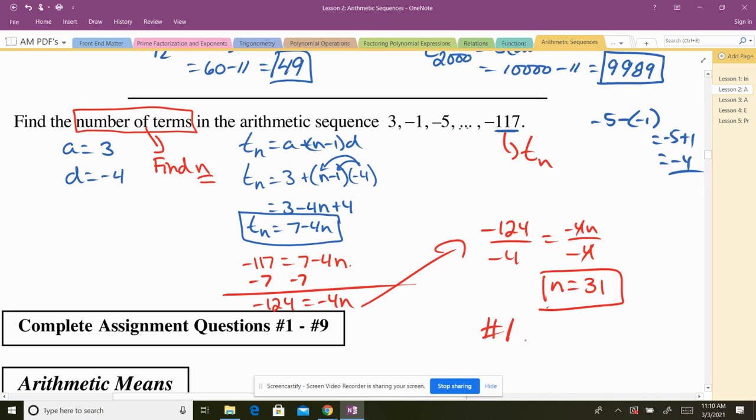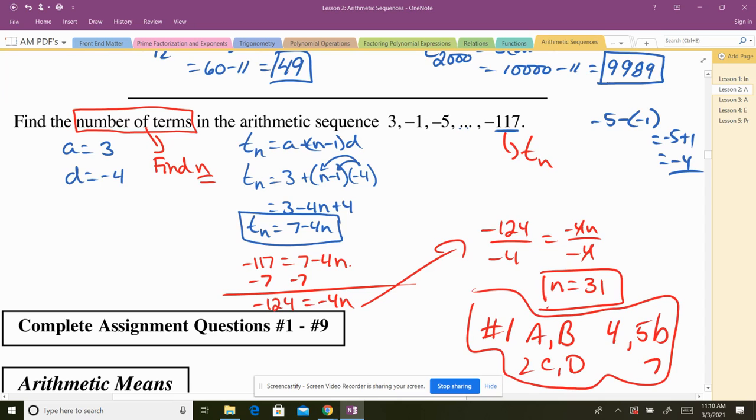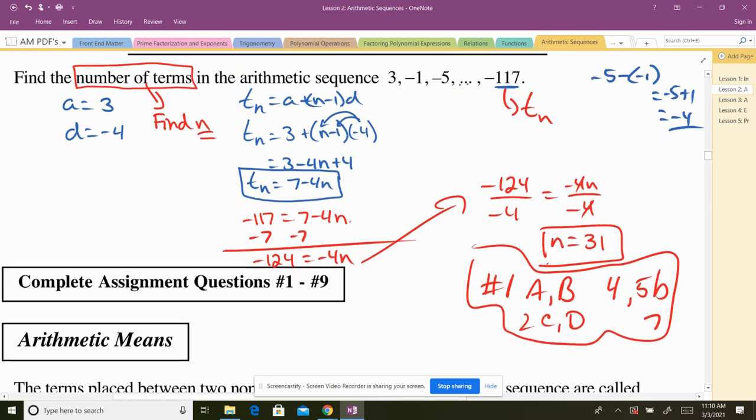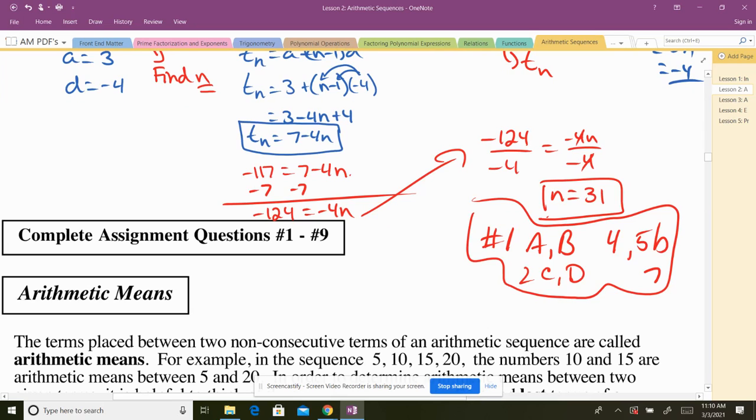Number 1, do A and B. Number 2, C and D. Number 4, number 5B, and number 7. There you go. Number 1, A and B. Number 2, C and D. Number 4, number 5B, and number 7.